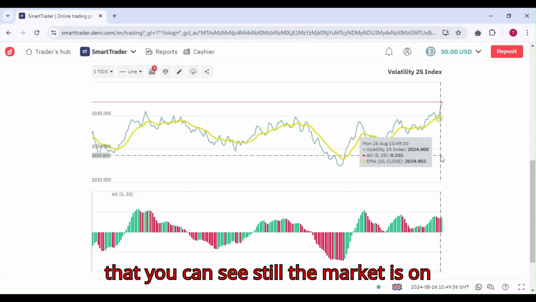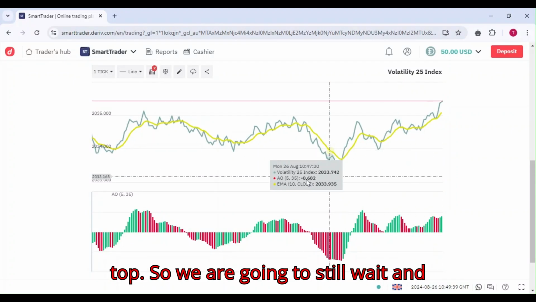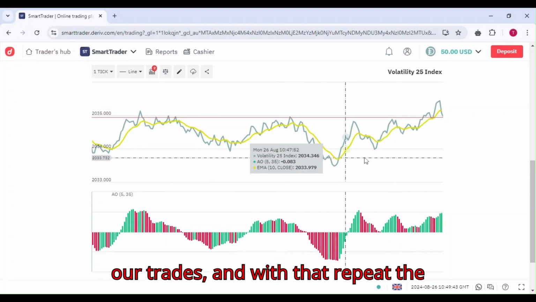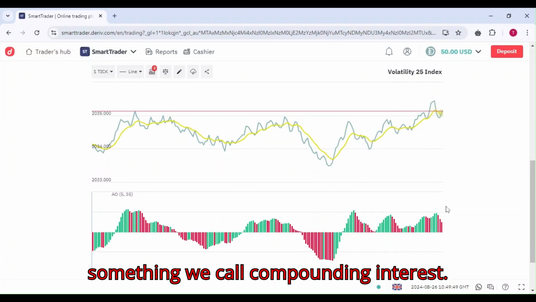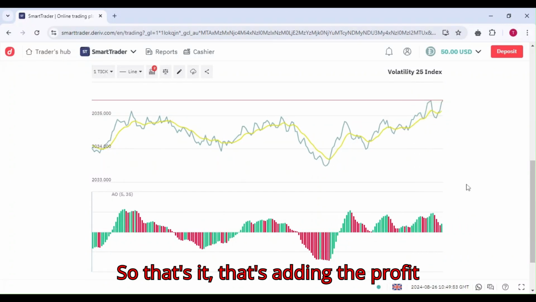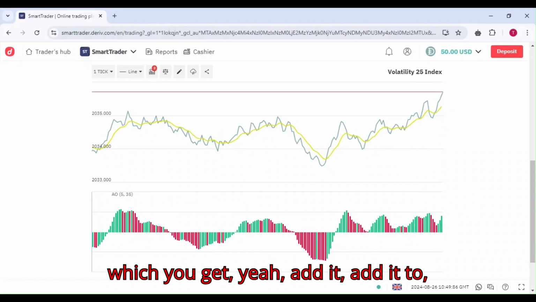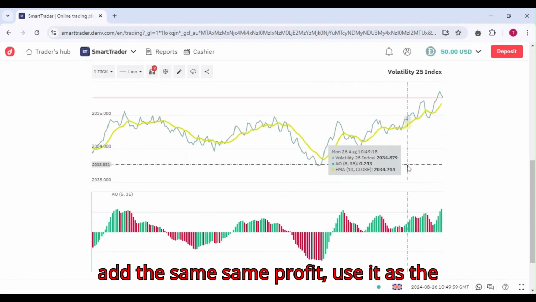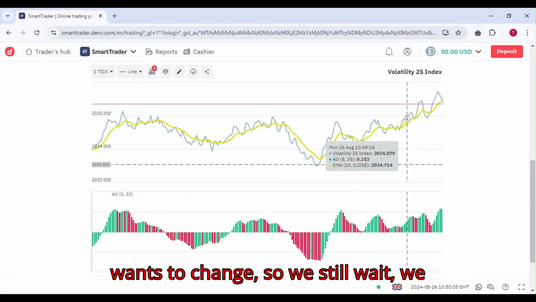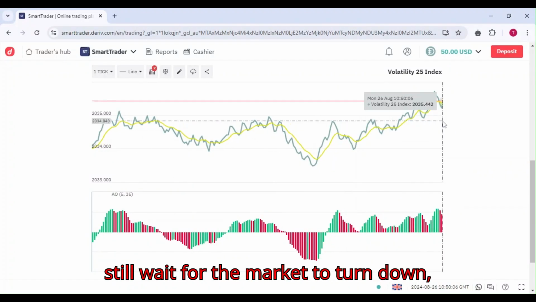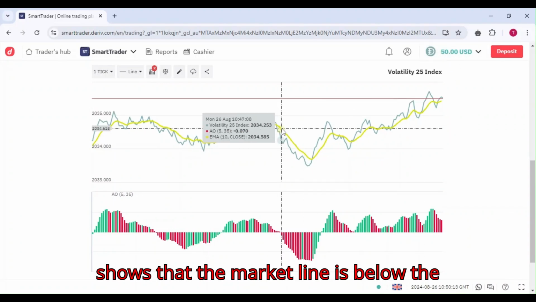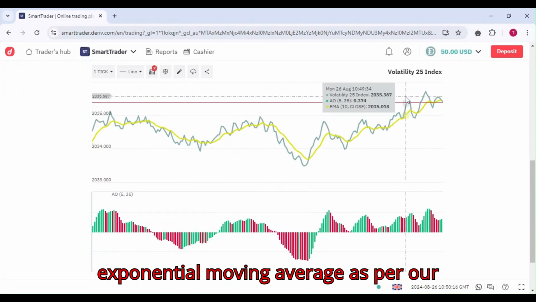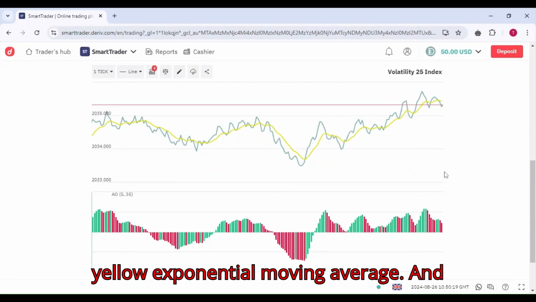You can see the market is still on top, so we are still going to wait, and then we take our trades and repeat the same procedure, something we call compounding interest. That means adding the profit you get and using it as the stake. Now the market wants to change, so we still wait for the market to turn down, and as I've said, ensure that the market line is below the exponential moving average, our yellow line.